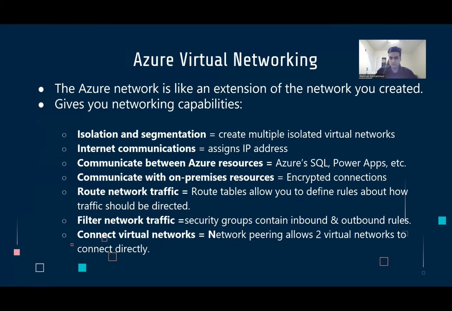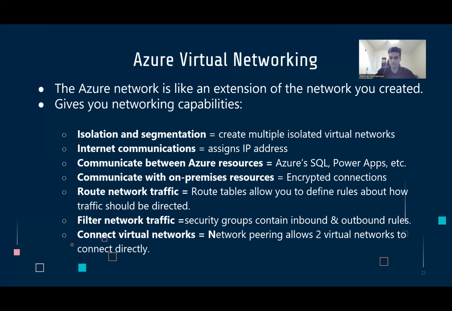And then some virtual networking things. Azure Network, they go into a lot of detail about each of these segments, but just know for isolation and segmentation, you can create multiple isolated virtual networks, and internet communications. So it assigns an IP address so you can communicate with the Internet Gateway. And then Azure resources, so SQL, Power Apps, and then communicating with on-premise resources.